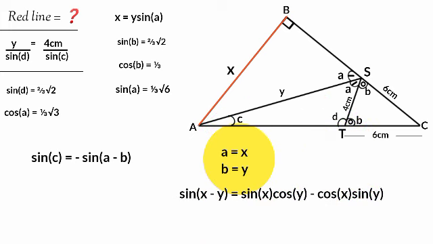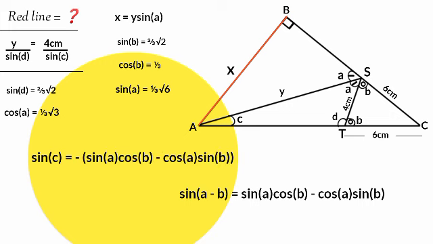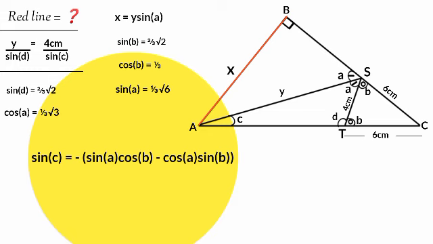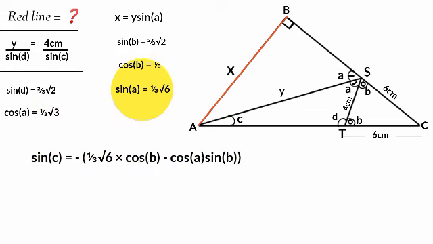So if you assume A equal to x and B equal to y, we substitute here. Now sine A minus B equal to sine A cos B minus cos A sine B. If we substitute it here, sine C equal to negative sine A cos B minus cos A sine B. We will find sine A to be 1 over 3 root 6, sine B is 2 over 3 root 2, cos A is 1 over 3 root 3, and cos B is 1 over 3.